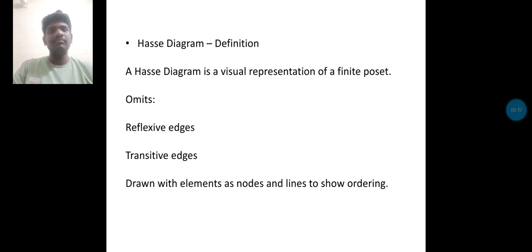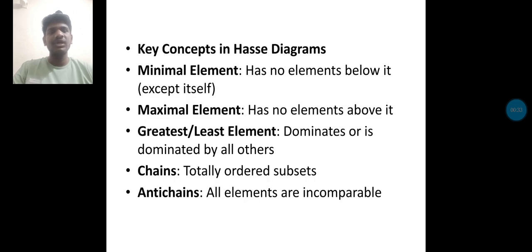Hasse diagram. A Hasse diagram is a visual representation of a finite poset. Reflexive edges and transitive edges are omitted; it is drawn with the elements as nodes and lines to show ordering. Key components in a Hasse diagram.